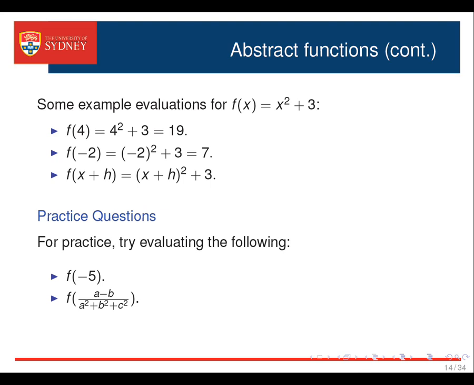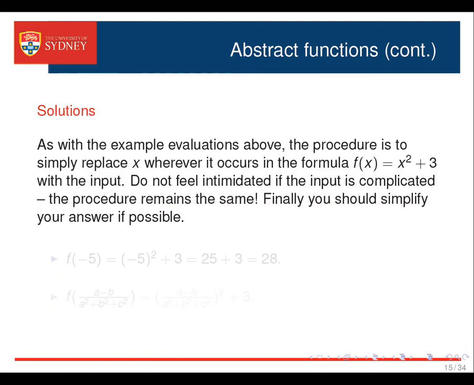Now it's your turn. You should pause this module and have a go at the following practice questions. Alright, as with the examples given above, the procedure is to grab the x wherever it occurs in the formula and replace it with the designated inputs. Don't be intimidated if the input is complicated, because the procedure remains exactly the same. At the end, you should simplify your answer if possible. So for the first question, in accordance to the formula, we square the negative 5 and add 3, giving us 28.